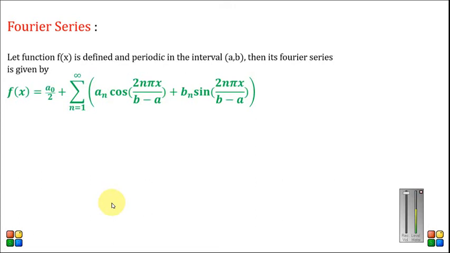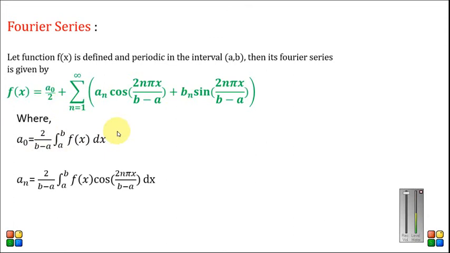So here we have to find the parameters a naught, an, and bn. So how to solve the parameters a naught, an, and bn? A naught equal to 2 upon b minus a, here b is the upper limit and a is the lower limit, integration a to b f(x) dx. f(x) is the function, whatever function we have been given, we'll put here.